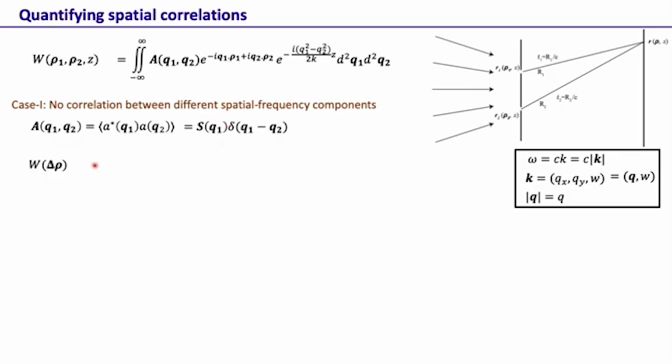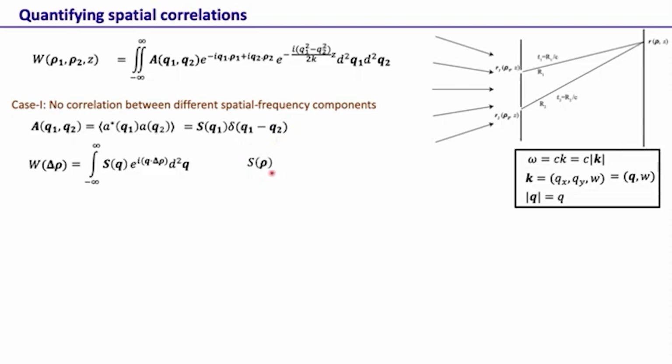And just like in time, in this case, as we discussed last time as well, the cross-spectral density function, W(rho 1, rho 2, z), because of this constraint has to depend only on delta rho, the difference in the spatial coordinate, and this then becomes the integral of S(q) e to the power i q dot delta rho dq squared. So this is a nice Fourier transform relationship, and this is called the Wiener-Khinchin theorem. The point here is that the correlation function depends only on delta rho for this case when there is no correlation between different spatial frequency components.